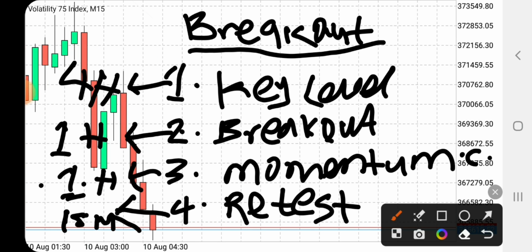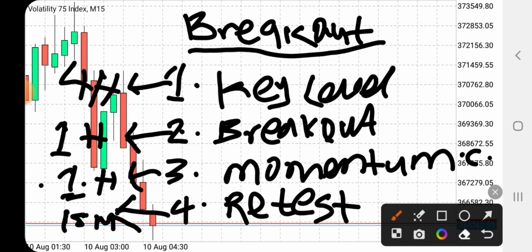All right, so this is a simple strategy, which is a breakout strategy, right? So in this breakout strategy, we are going to be using VS75, but you can actually trade it on any indices and even currency pairs. But I'm going to be using VS75 for this. Okay, so the breakout strategy is simple.